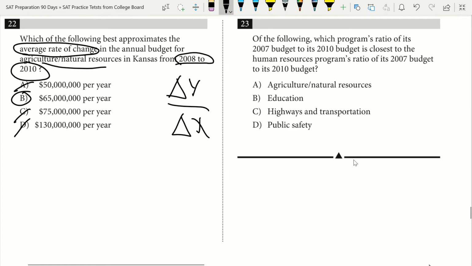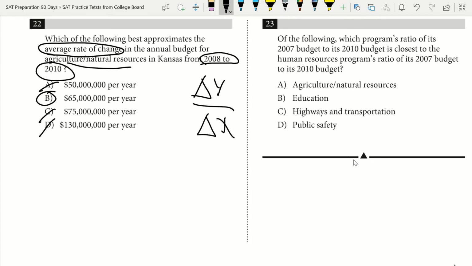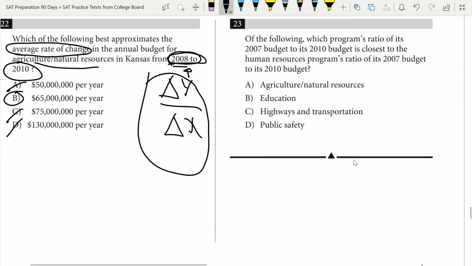As far as tips for that one, just understand average rate of change: basically the change in your dependent variable divided by the change in your independent variable. Your independent variable here was time, and dependent was amount spent per year. Also pay attention to your dates. Sometimes it'll be your first date; in this case, it was not. We had to pay attention to the fact that it was 2008 to 2010. Really pay close attention to what the question is asking. It's very, very important. All right, question 23.